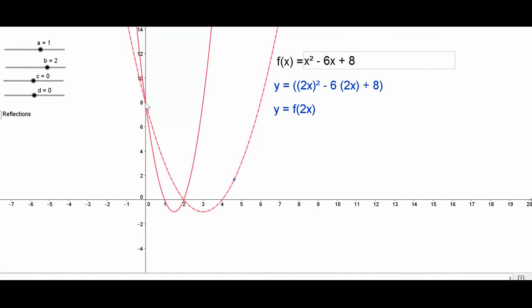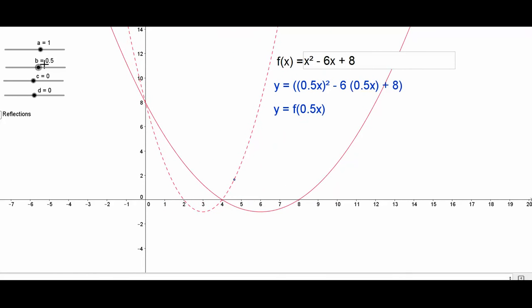The point 8, 0 has remained where it is, so that doesn't change on a stretch parallel to the x-axis. To achieve an actual stretch of factor 2 would require a transformation of f of a half x. So f of a half x here, where you can see from the equation we're multiplying the value of x by a half, and that is a stretch of factor 2.